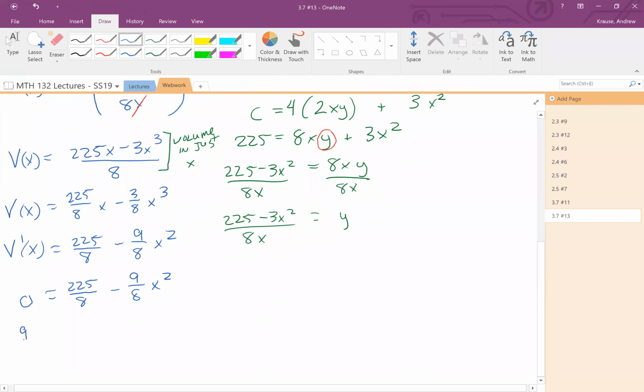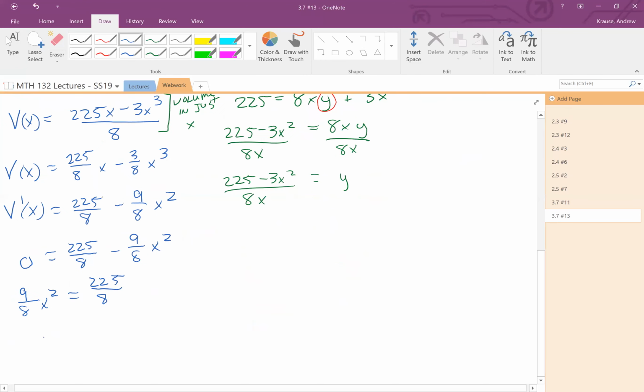So we're going to do 9 over 8 x squared equals 225 over 8. So we get that x squared equals 225 over 9, and we get that, of course, by multiplying by the reciprocal. And when we do that, those 8's cancel. We get 225 over 9. And so we're going to get x is equal to plus or minus the square root of 225 over 9.